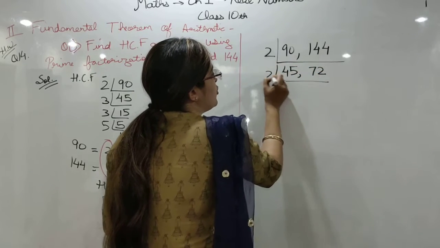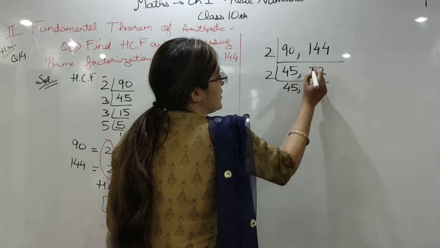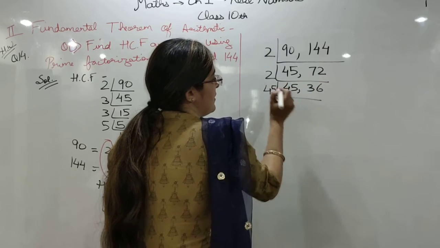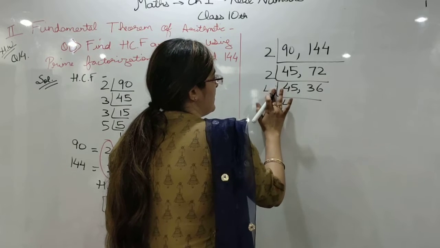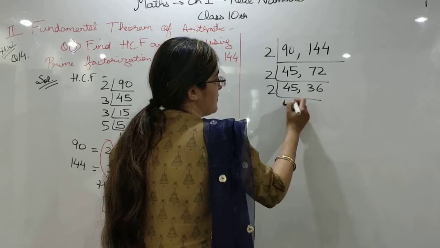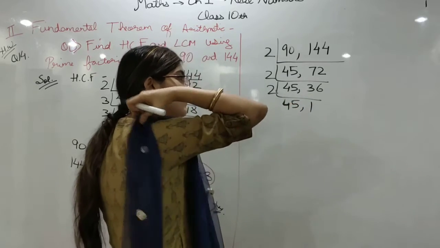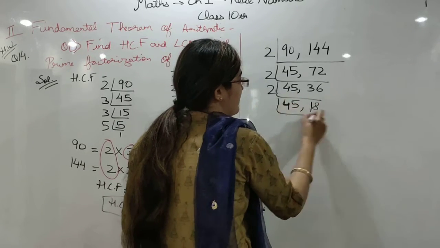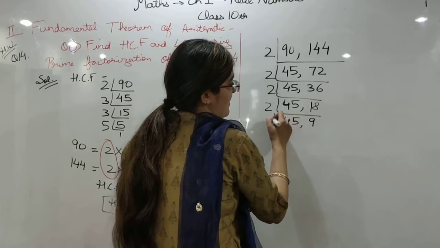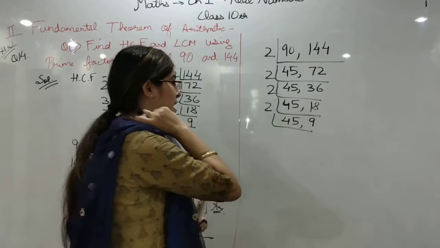Again, we will take 2. 2 3s are 6, 2 6s are 12. Again, we will take 2. 2 1s are 2, 2 8s are 16. Again 2 nines are 18, we are keeping 45 the same.